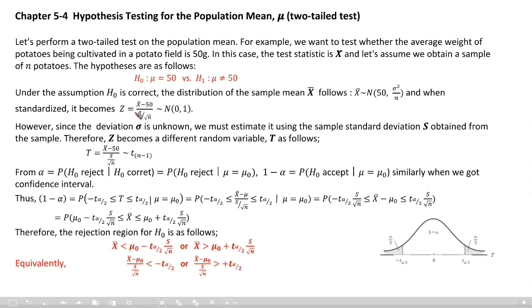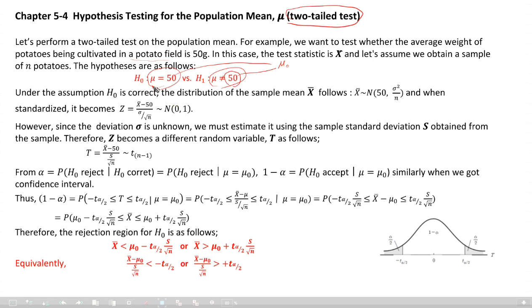Okay, two-tailed test. I took a two-tailed test for mean mu. And I took a potato field: is the average weight of a single potato 50 or not? Okay? We usually use mu zero. Subscript zero means known value, given value. So here mu zero instead of 50.